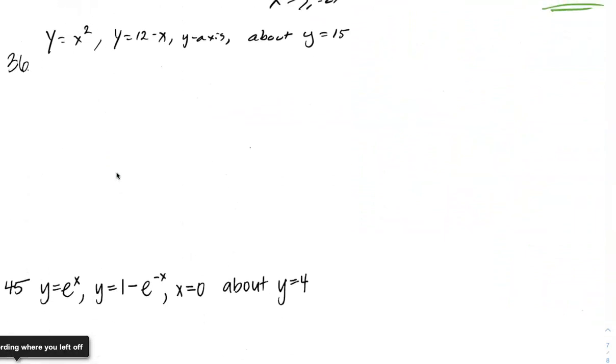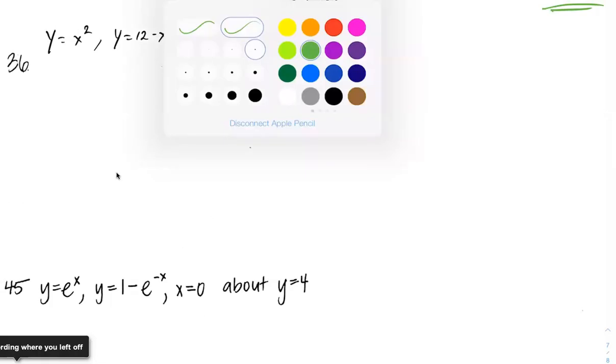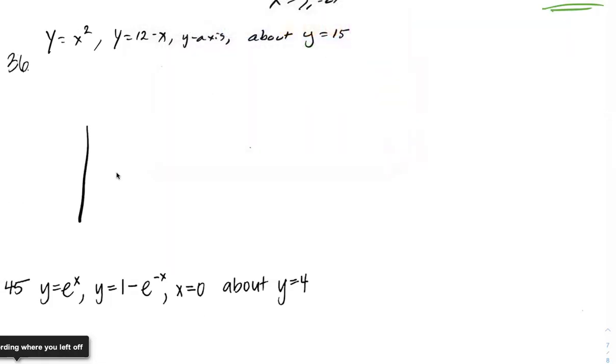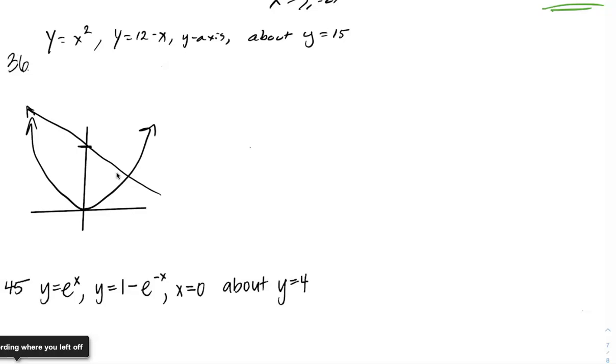Next one, very similar question, just now we're doing about y equals 15. So same setup. We're a little short to spin all the way down. So 12 minus x, so let's say, well, x squared, let's do x squared first. So it looks like this. 12 minus x is going to go like this. And we cross that at 15. So we're going to spin it across this guy, y equals 15.